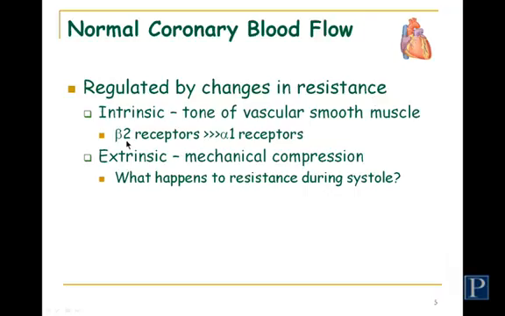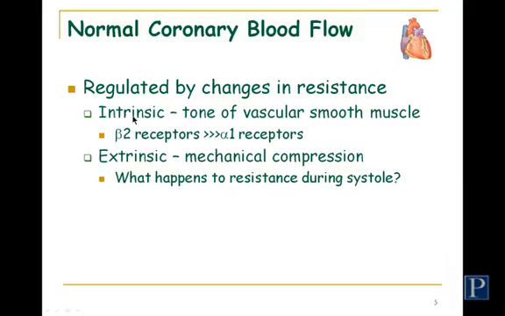When we look at coronary blood flow intrinsically, regulation of the vascular smooth muscle in the heart, the blood vessels have a lot more beta-2 adrenergic receptors than they do alpha-1. Remember, beta-2 adrenergic receptors respond to sympathetic stimulation by vasodilating, which is what you would want in the heart when metabolism increases and you're in fight or flight. But there are not a lot of adrenergic receptors on blood vessels in the heart. It is mainly a metabolically controlled circulation.